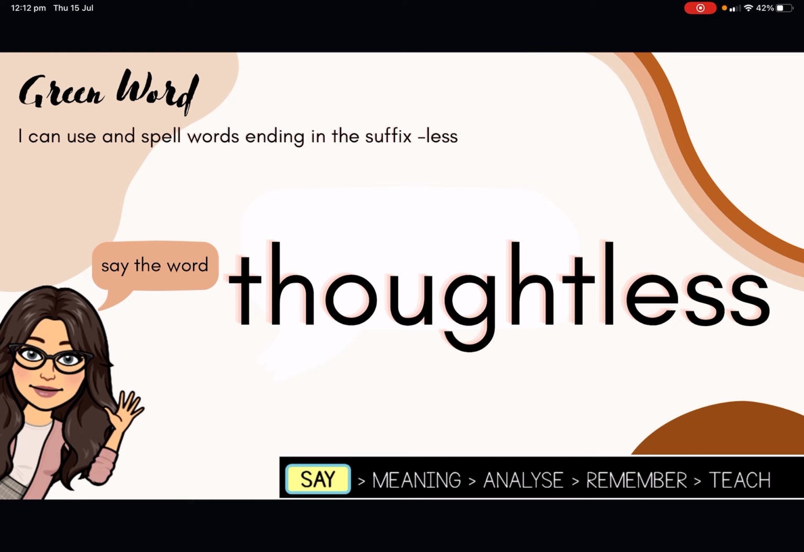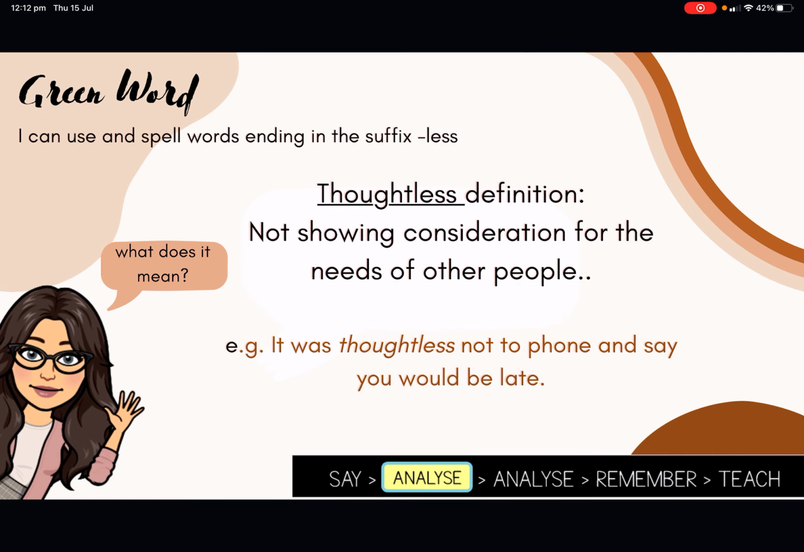Okay, the final word that we will be looking at today is part of the green word column, and it is the word thoughtless. Can you please say thoughtless? Thoughtless means not showing consideration for the needs of other people. And the example is, it was thoughtless to not phone and say you would be late. So it's meaning that you don't think about maybe other people and how your actions may affect them.